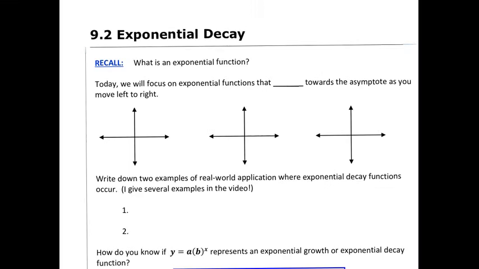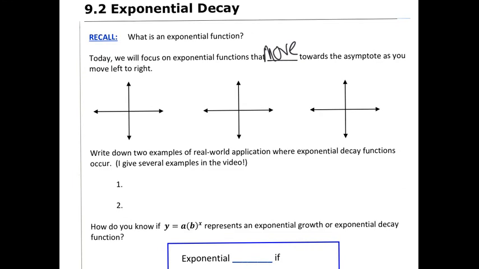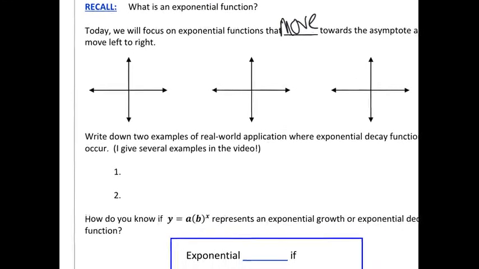Okay, 9.2 exponential decay. So recall, what is an exponential function? Today we will focus on exponential functions that move towards an asymptote as you move left to right. So remember that we read left to right, so that's how we're looking at it. So here are some examples of exponential decay.